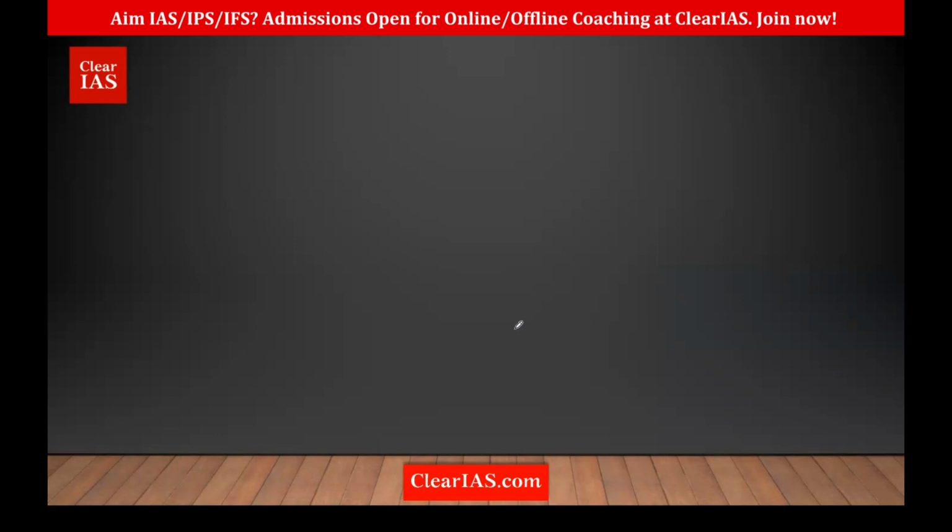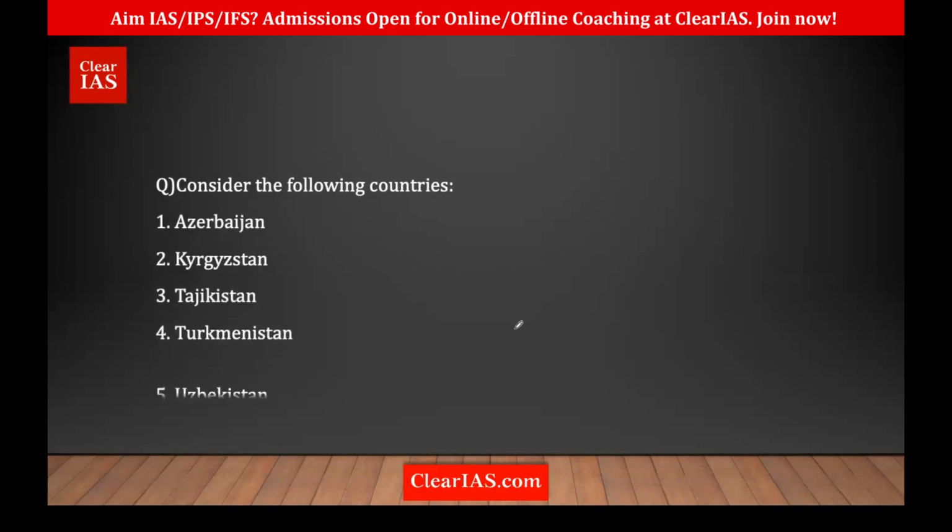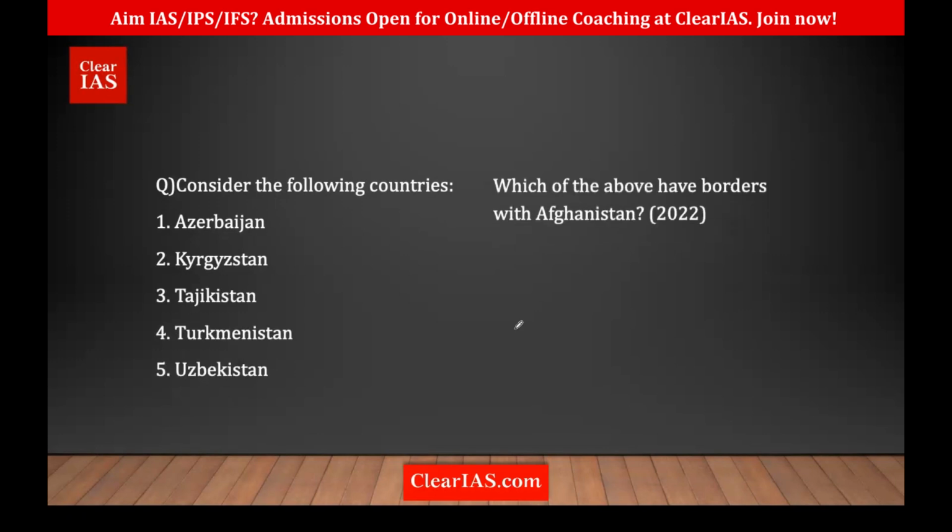Clear? So we saw the 5 stans and Afghanistan. Now we'll see one of the questions which was asked last year for prelims. Okay, so consider the following countries: Azerbaijan, Kyrgyzstan, Tajikistan, Turkmenistan, Uzbekistan. Okay, which of the above border Afghanistan? This was the question asked last year for prelims. Okay.